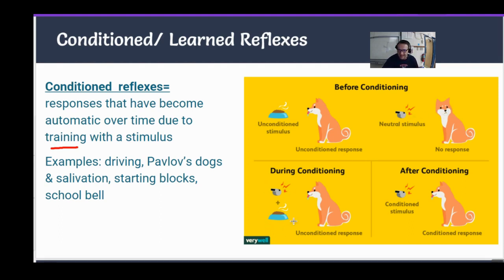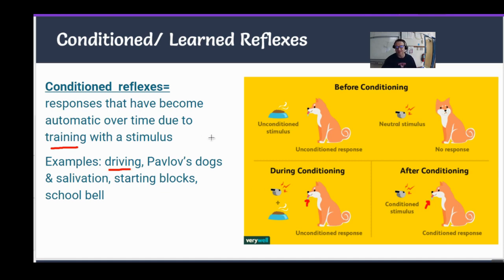But then he paired them together. So he paired the auditory stimulus with the dog food, the scent and the sight of the dog food. So now he starts to salivate. He's salivating because of the dog food, but he also paired this neutral stimulus with it. And over time, through training, even without the dog food, if he blew the whistle, it caused the dog to salivate.